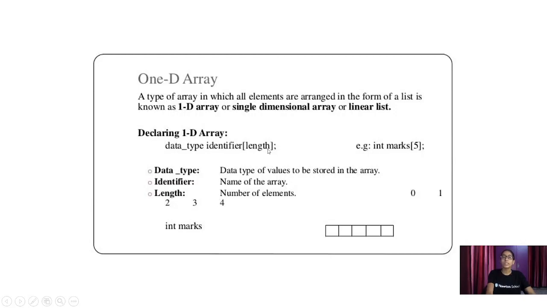Remember the point: while declaring any array, you have to use the data type, identifier, then length. The length should always be in a square bracket, and after the square bracket there should be a semicolon. The data type is used to store the values in the array, the identifier is the name of the array being defined, and the length is the number of elements in it.